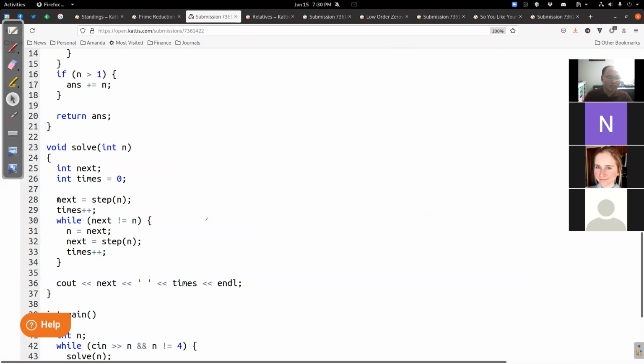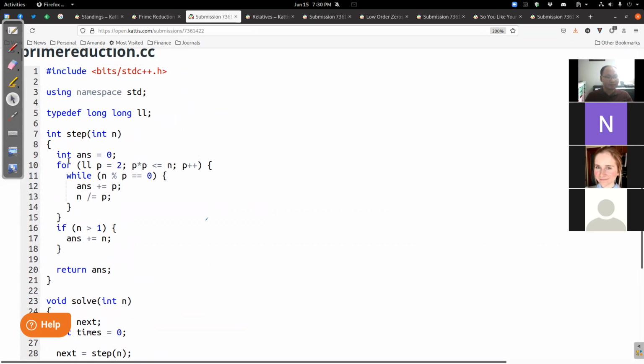So this is basically all that's going on. It takes the number, does one step, and increments the count by 1. While these two things are not the same, meaning that it's not prime, I basically move things along by 1 step. So n is now next. Compute the next step, and count the number of times by 1. Then the only tricky part, I suppose, is how to factor.